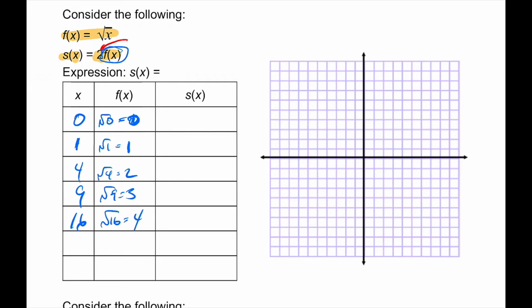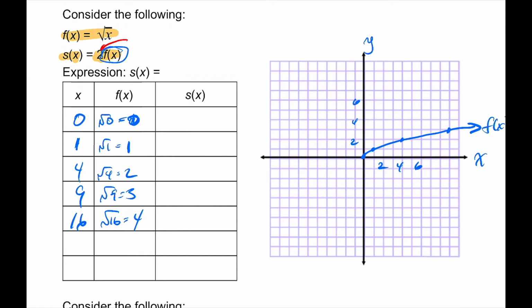So again, I'm just going to plot the parent function so that we can compare s of x to my parent function. So there's my scale. So 0, 0, 1, 1, 4, 2, and 9, 3 will be right there. And again, the root function has this kind of shooting arrow and becomes a very flat shape. So there's my parent function. So let's label that f of x.